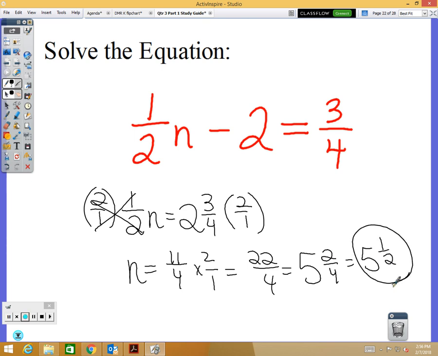If all else fails tomorrow and you're like, oh no, what do I do? Turn them into decimals. You have that option, right? This would be 0.5 n minus 2 equals 0.75. You can do that. That'd give you 2.75 over there divided by 0.5. You have a calculator. So worst case scenario, turn them into decimals, especially when it's multiple choice.